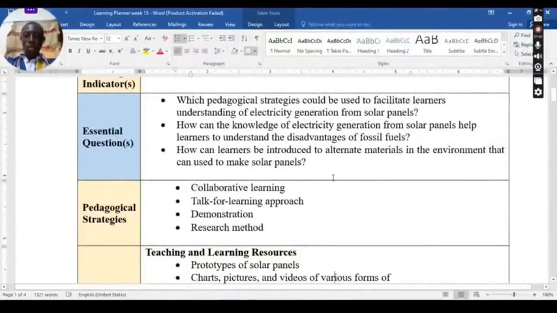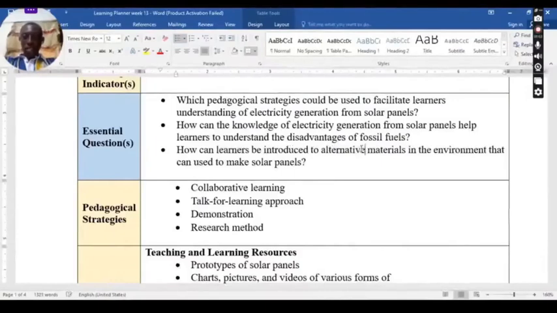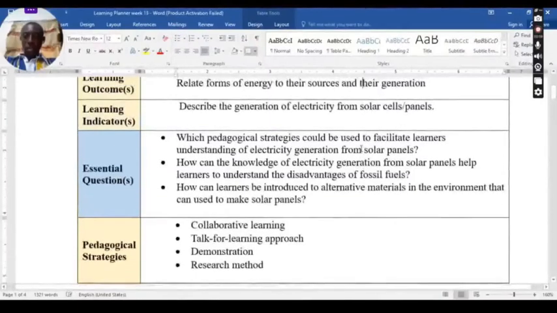Then the last one, which should be about the learner. How can learners be introduced to alternative materials in the environment that can be used to make solar panels? So this is about the learner. How can learners be introduced to alternative materials in the environment that can be used to make solar panels? So this is the essential question for the LI for week 13.